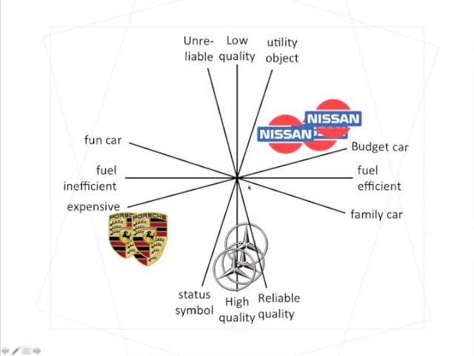And we see one thing. We see that unreliable quality and low quality are right next to each other. This did not just happen by chance, but this usually happens whenever we have shared social constructions of the elements.